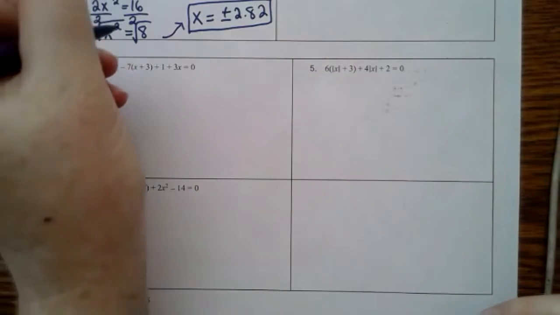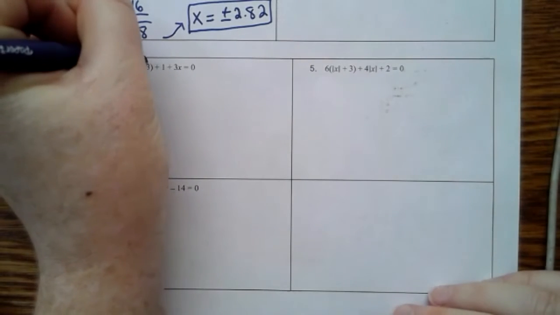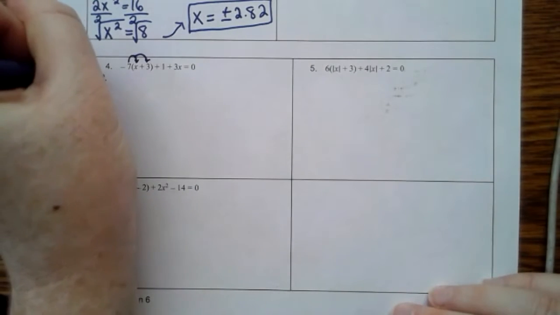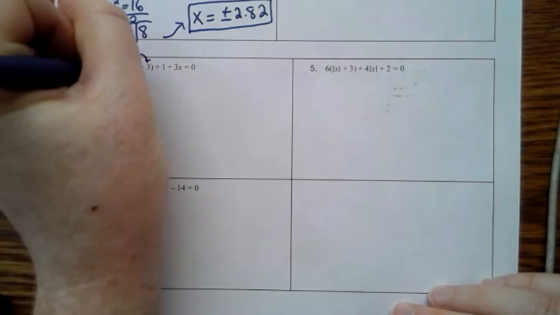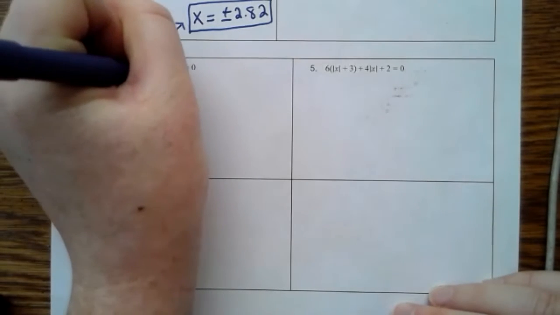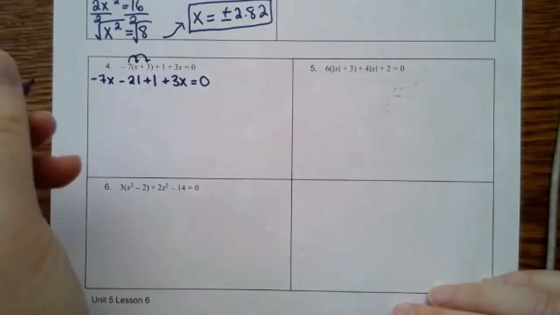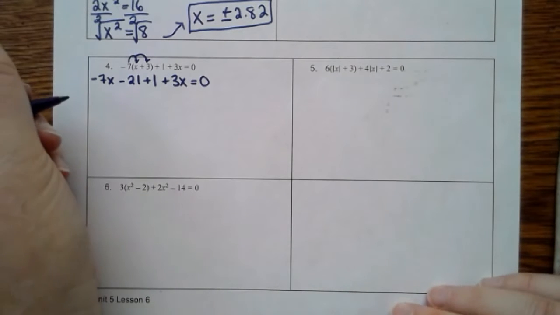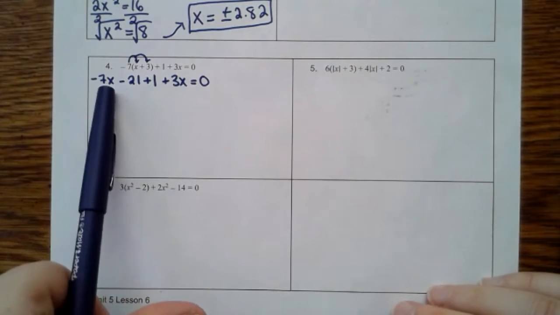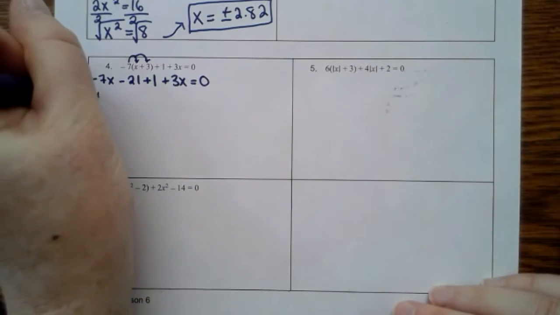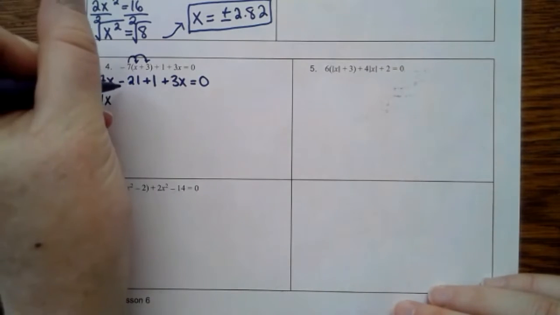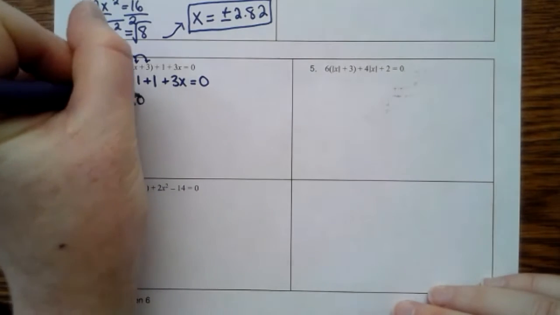Okay, this is linear. Step 1, distribute. That's now negative 7x minus 21 plus 1 plus 3x equals 0. These just hang out because nothing changed on them. So now I'm going to combine like terms. Negative 7x plus 3x is negative 4x. Negative 21 plus 1 is negative 20.